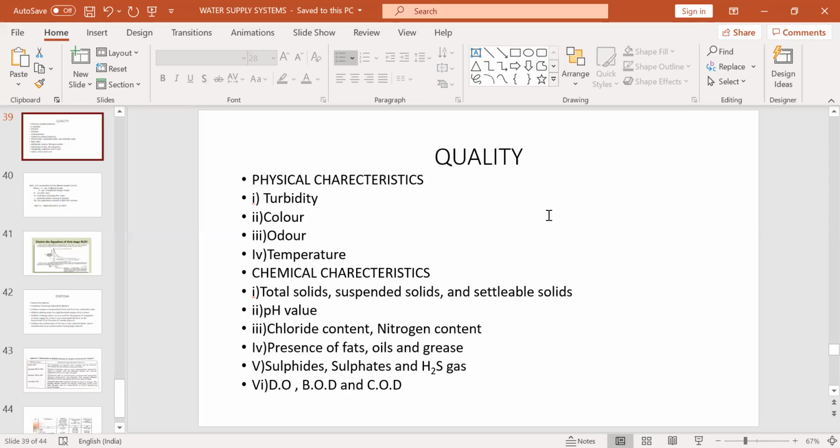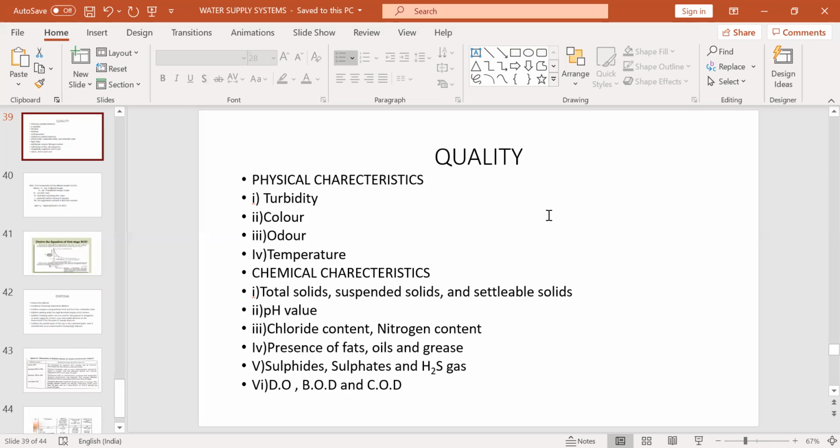Again, in the same manner as in water treatment, we measure the odor using the threshold odor number. That is the measurement of odor. And if the sewage becomes stale, it has a very pungent smell, like what normal sewage smells like.